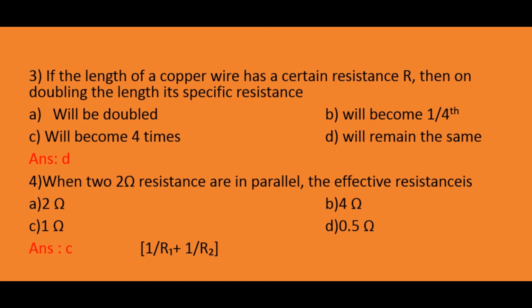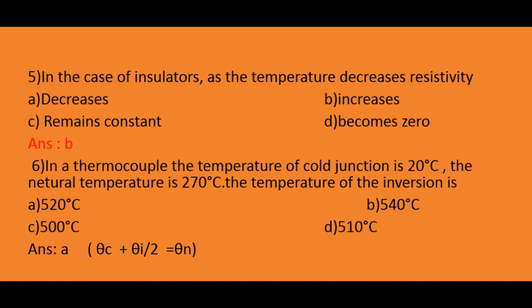The next one is: in the case of an insulator, as the temperature increases, resistivity. The options are decreases, increases, remains constant, becomes 0. Insulator means resistivity is very high. As temperature decreases, resistivity increases. The correct answer is B.